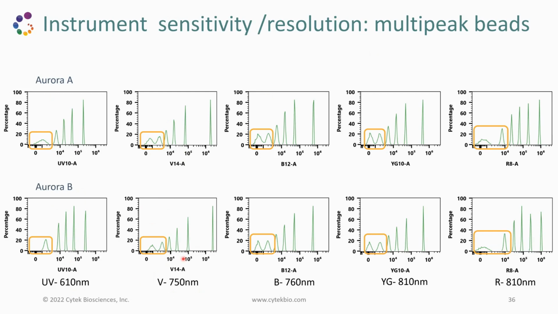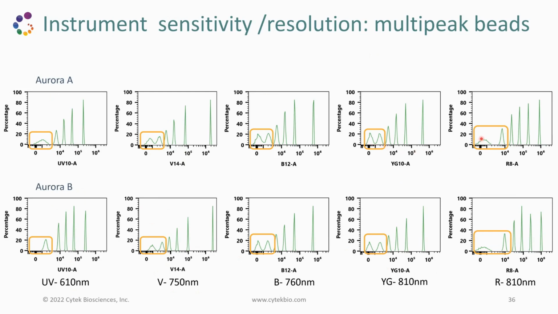For the blue, around 760 nanometers as well. This is blue 12, I should be able to distinguish. And for the yellow-green and the red, all the way to the last channel, you should be able to differentiate the dimmest and the second dimmest peak.